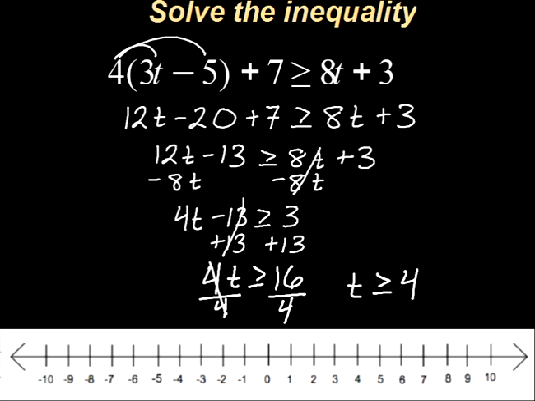All we have to do from here is graph this. On the number line, we'll find 4. Since it's greater than or equal to, we are including the 4, so I will leave that as a solid circle. And since it's greater than, I'm going to draw the arrow to the right, indicating that our solution is any value that is greater than or equal to positive 4. Let's look at one more example.